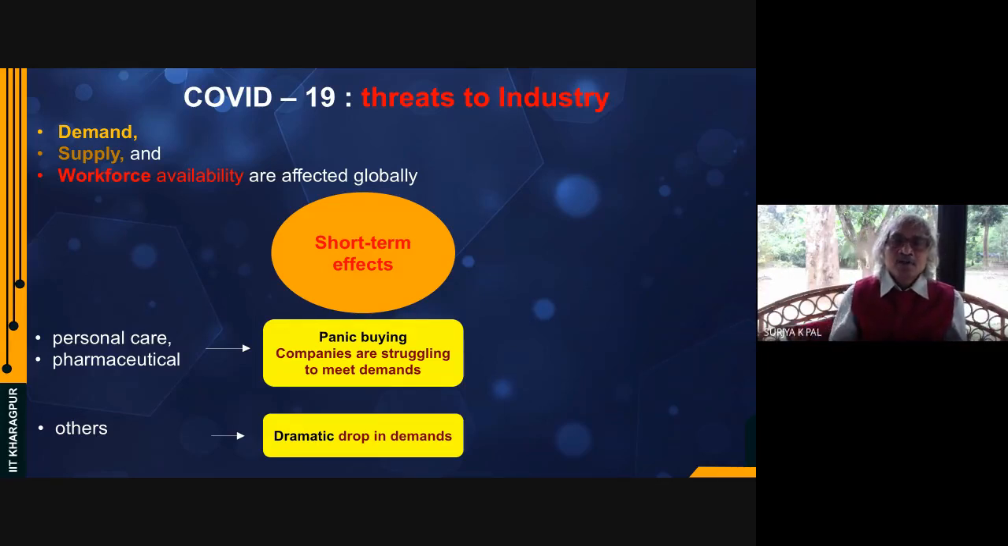Now, what is the short-term effect? We got so much panic initially when COVID came up. We purchased a lot of things which were not needed at that moment. So there was a lot of purchasing all over the country in personal care and pharmaceutical products. When this sudden rise took place, that means the demand increased very grossly on personal care and pharmaceutical products, the industries were not equipped to supply.